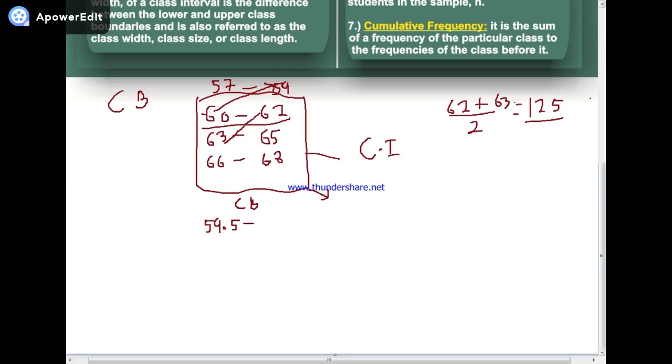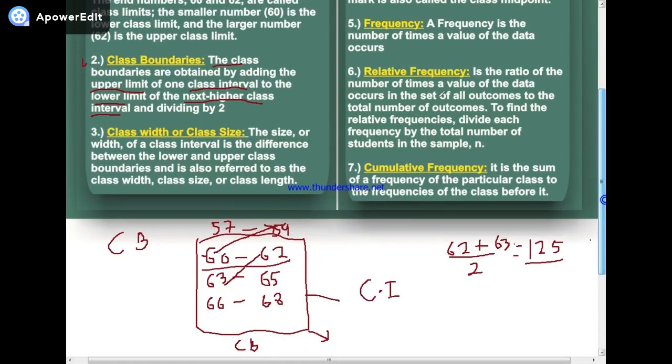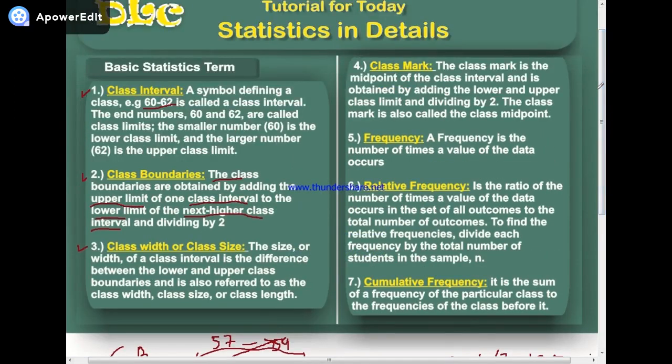So do you understand? Now that is class width or class size. Now the next one is class mark. Class mark means the midpoint of the class interval and is obtained by adding the lower and upper class limit and dividing by 2. The class mark is also called class midpoint.